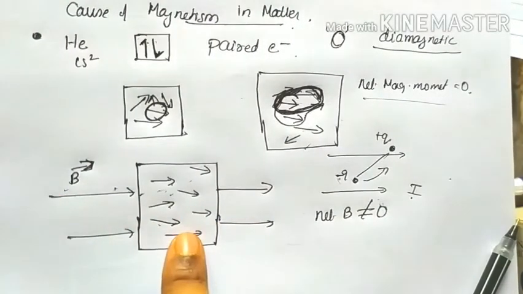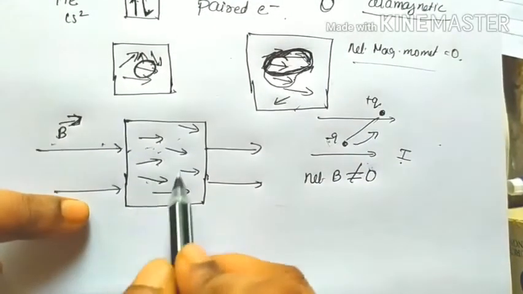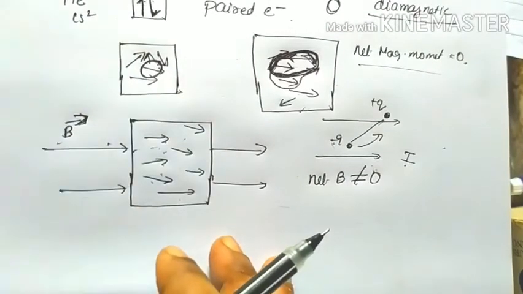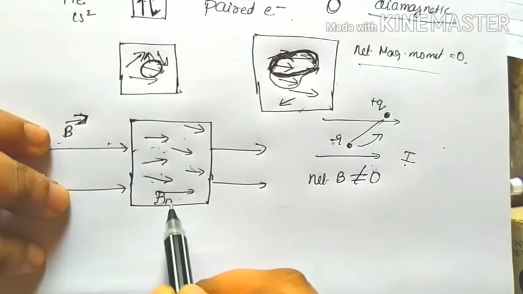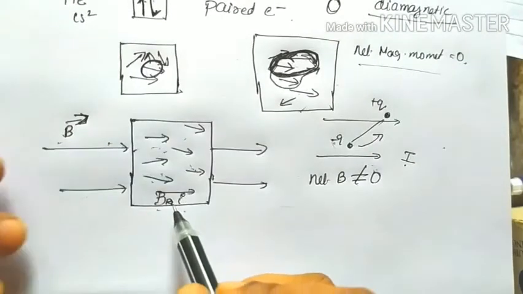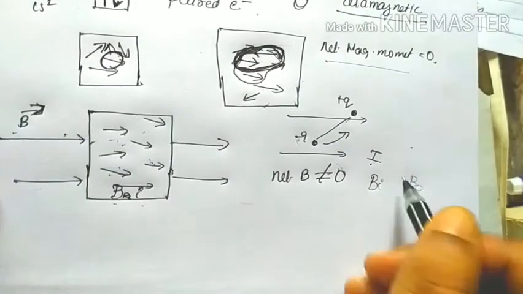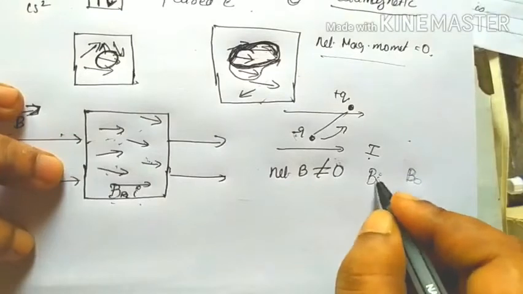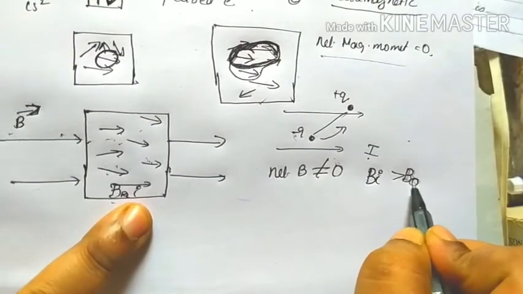Now, another question is, what will be the induced magnetic field? See, these dipoles are arranging themselves in a direction, so they will have their own magnetic field inside. Let's say that is B inside, BI. What will be the nature of the inside magnetic field and outside magnetic field? Which is greater, guys? The inside magnetic field is greater than the outside magnetic field.